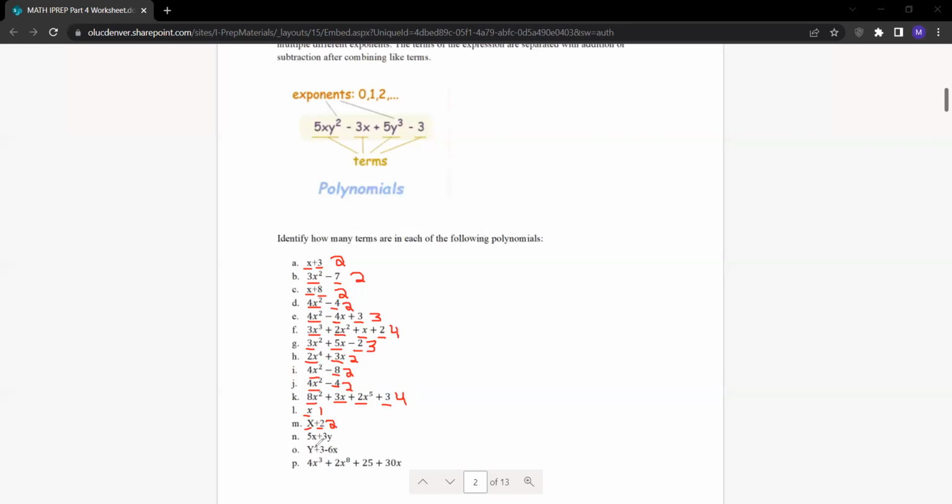2 terms. What about 5x plus 3y? Once again, we have 2 terms. What about y plus 3 minus 6x? We have 3 terms. And finally, we have 4x to the third plus 2x to the 8th plus 25 plus 30x. And that is 4 terms. So that is terms, and that's how we count those up.